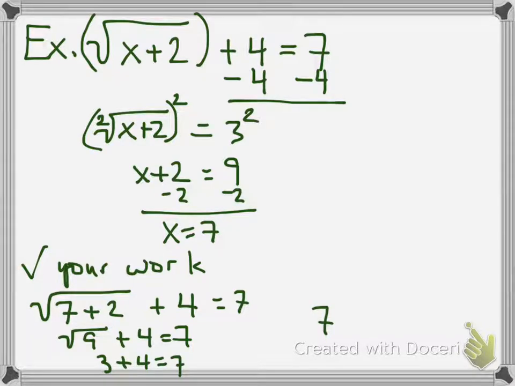So 7 plus 2 is 9. Square root of 9 is 3. 3 plus 4 is 7. So 7 equals 7. It checks out. My answer's right. I did all the work right. Okay, next question.